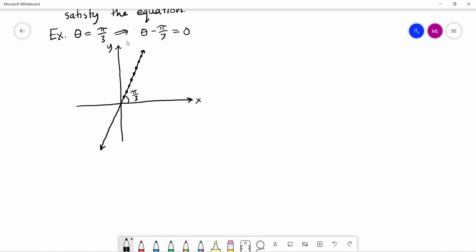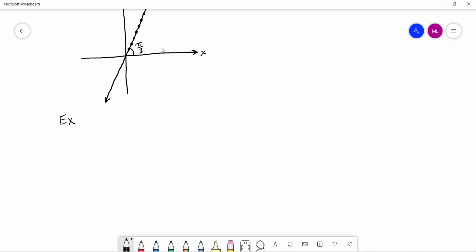So if you have theta equals a constant, it is a straight line going through the origin with that angle defined, that angle in reference to the positive x-axis. That's where we measure that angle from. So theta equals a constant is a line through the origin.